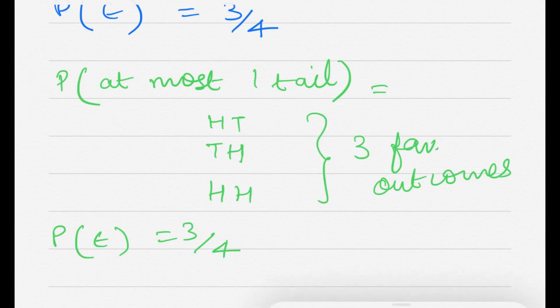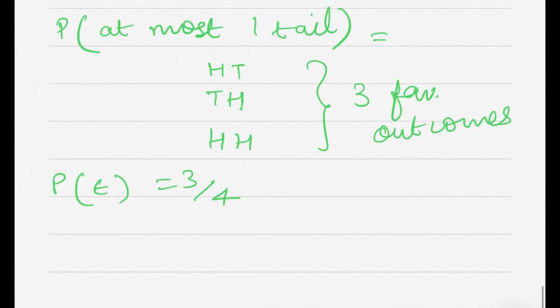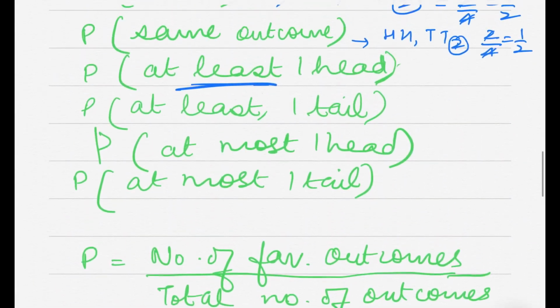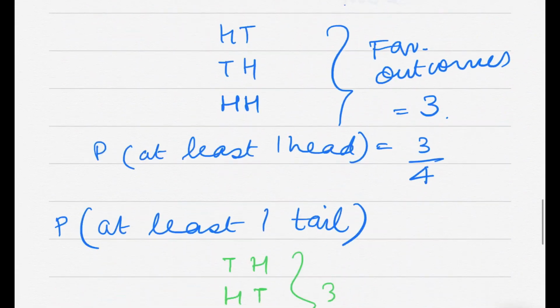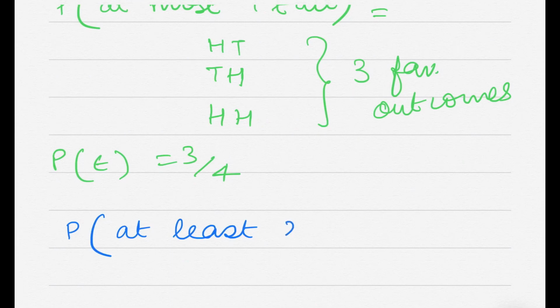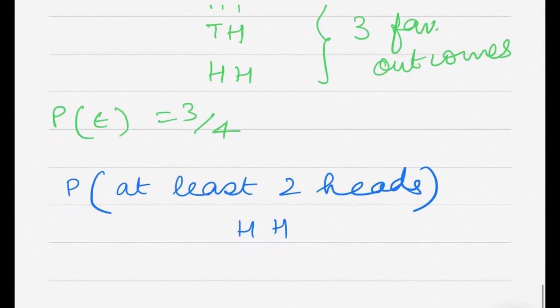Okay, we can consider 2 more cases, because it just came to my mind: the probability of getting at least 2 heads. Have I done that? No, I haven't done that. So it should have at least two heads. What will be my favorable outcomes? At least two heads means H and H. It is not having any option where it is having three heads, right? So my probability of this event will be equal to 1 by 4.